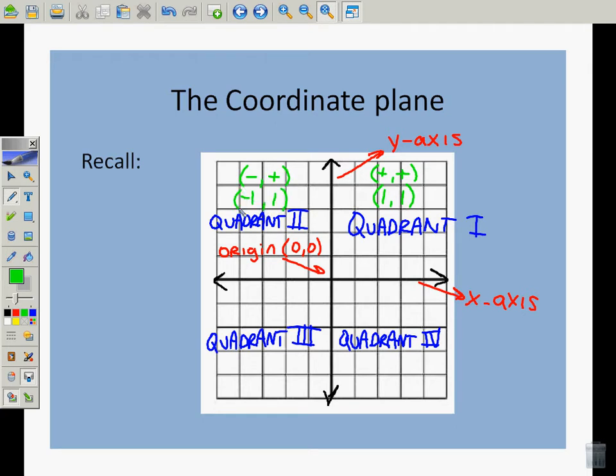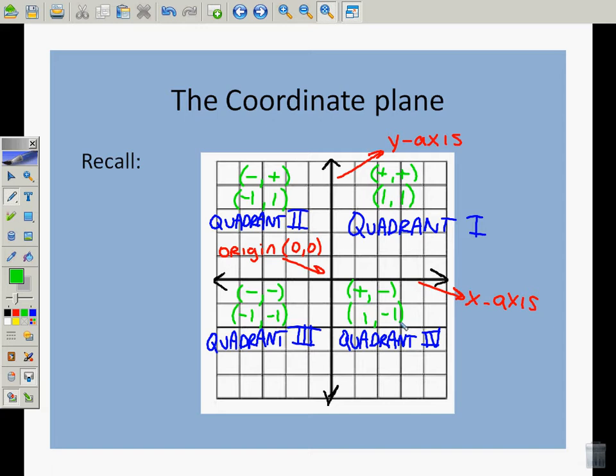Down in quadrant 3, we're going to be negative and negative. So we might have negative 1, negative 1. And in quadrant 4, we're going to have a positive x and a negative y. So we might have something like 1, negative 1. Okay? Important to remember these things. This is all pre-algebra, algebra 1 stuff, but it's important to kind of go back and reflect on that as we begin to talk about reference angles and coordinates and different types of angles and things like that.